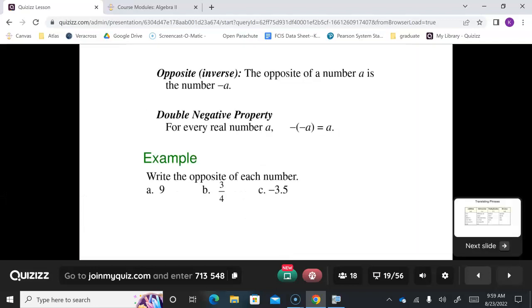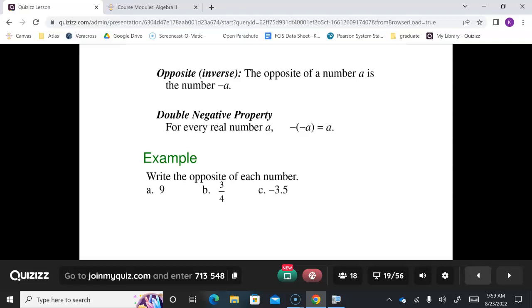Two more slides, I think. I talked about absolute value. We want to differentiate between absolute value and opposites. Okay? So the absolute value of -5 is 5, and the absolute value of 5 is still 5. Distance from 0, always positive.